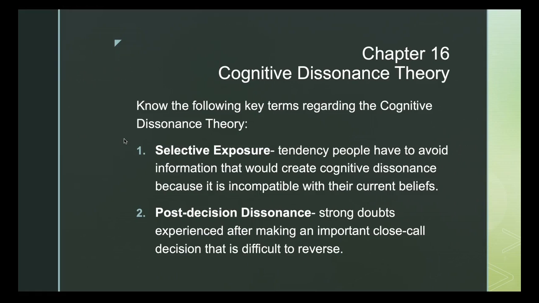So what they do is they don't expose themselves to that environment. They selectively choose what type of exposure they have, or no exposure at all. So that's one way that we avoid dissonance that this theory talks about.